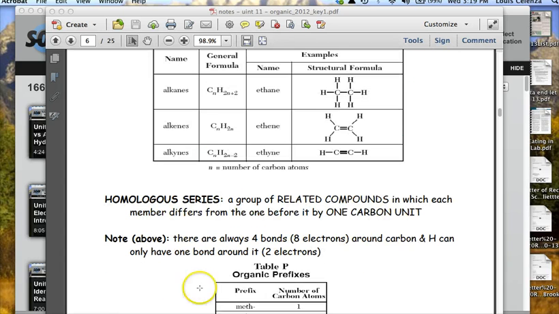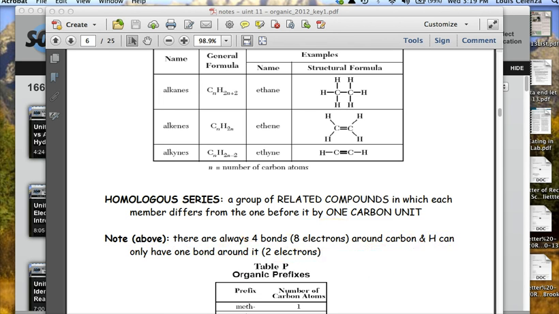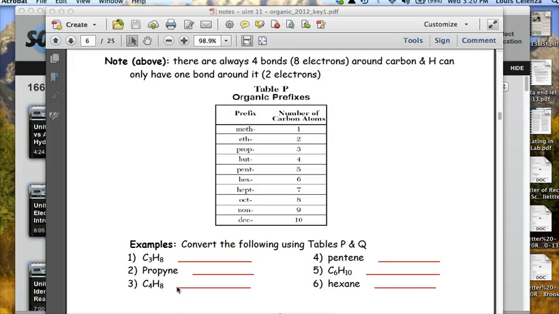A couple of things to make note of, and we talked about this before, is that there's always 4 bonds around every carbon, and H's only have 1 bond around them. Need to keep that in mind. We're going to run into other elements, for example, oxygen always has to have 2 bonds around it, chlorine always has 1, etc. Let's go on to the next table, reference table P. Reference table P is needed because it gives you an idea of how to name organic compounds that are alkanes, alkenes, alkynes. It really only tells you about the prefixes, which is the first part.